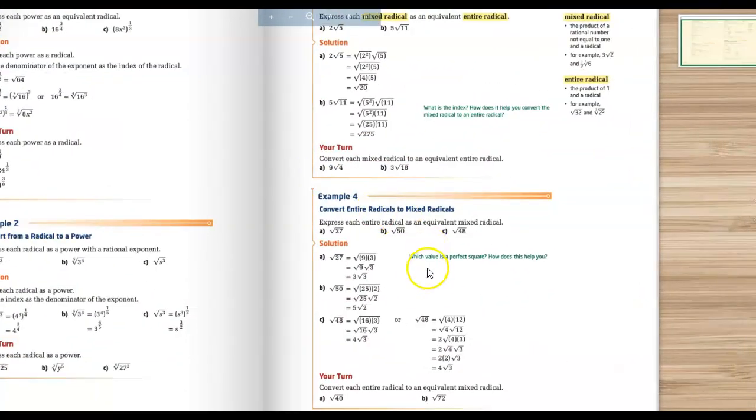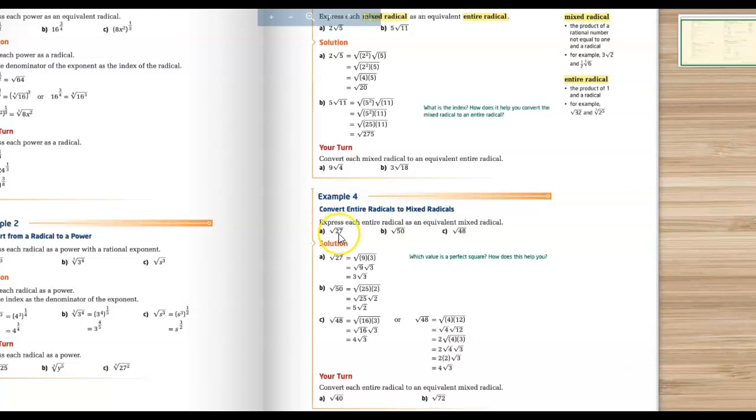So let's look at example 4 here. It says express each entire radical as an equivalent mixed radical. So now we're going backwards, or the other way around. We have the entire radical, but we want to pull out a rational number and put it on the outside. So you just need to think a little bit more backwards here. How do we get rid of a number and put it on the outside? You need to find a perfect square in this case. This thing is to the square, right? The square root.